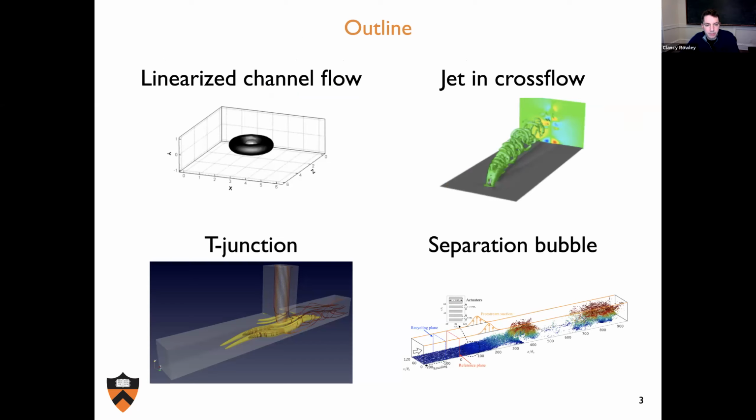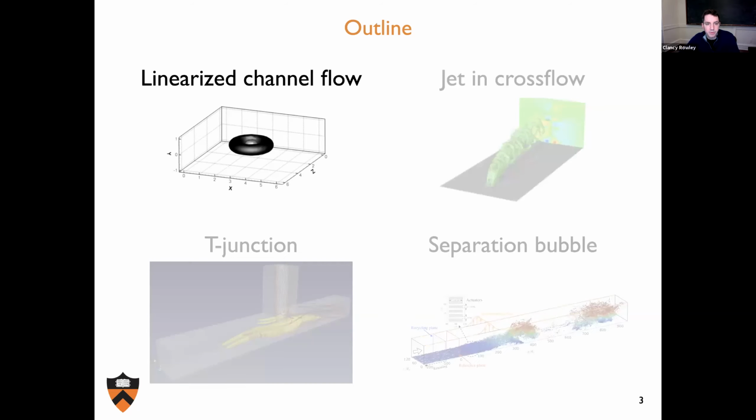So the first one is a linearized channel flow here. So it's flow in a box. The second is a jet and cross flow. And then the third is a T-junction, and the fourth is a separation bubble. Okay, so let's start with the linearized channel flow.